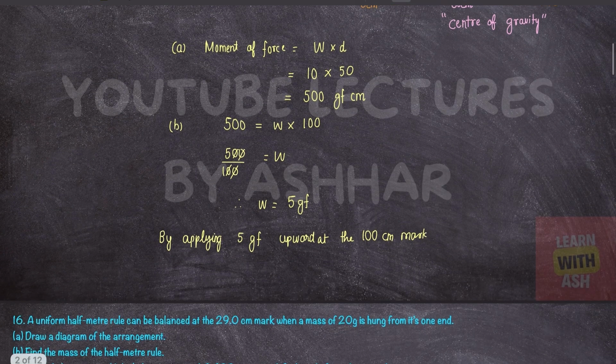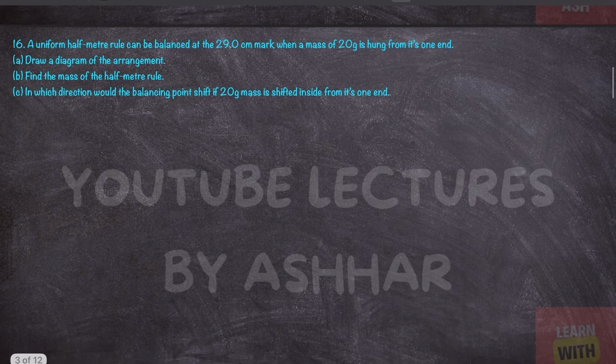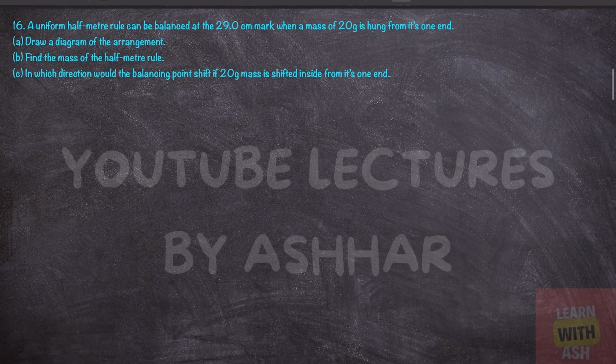Now let us move on to the next question. According to the next question, it is given to us that a uniform half meter rule. Now it is not 100 centimeter from 0 to 100, it is from 0 to 50 centimeter. It can be balanced at the 29 centimeter mark when a mass of 20 gram is hung from its one end. They haven't told us from which end.